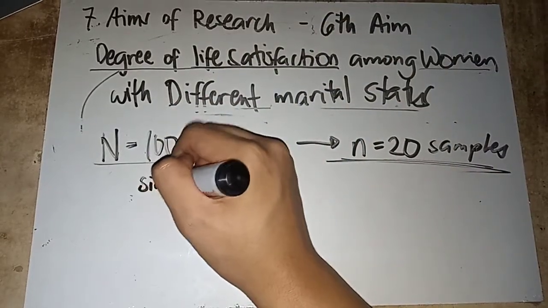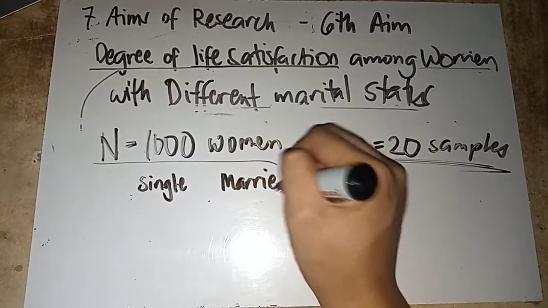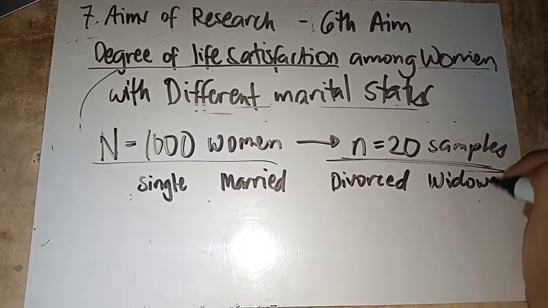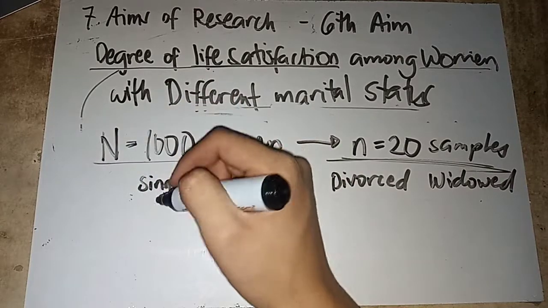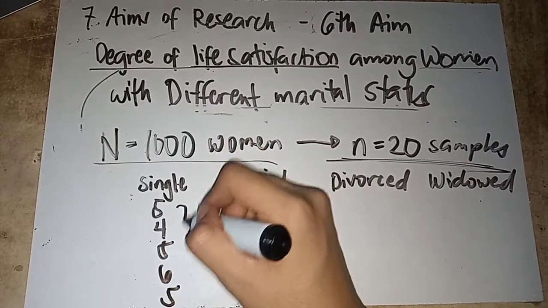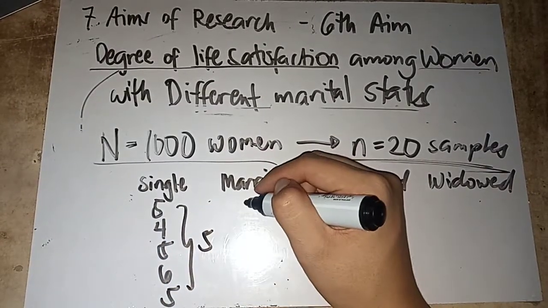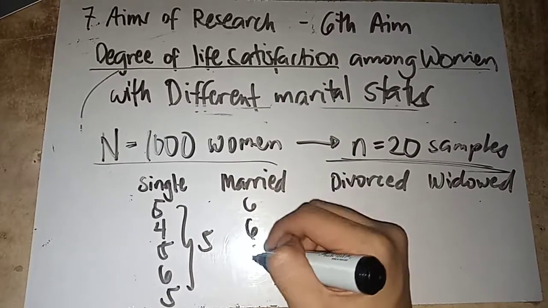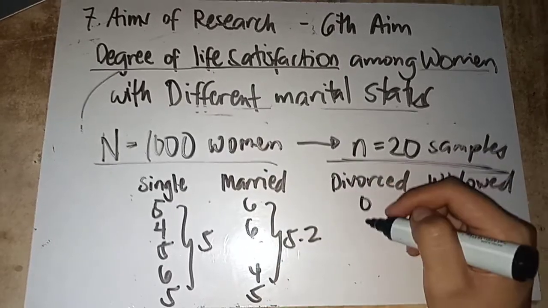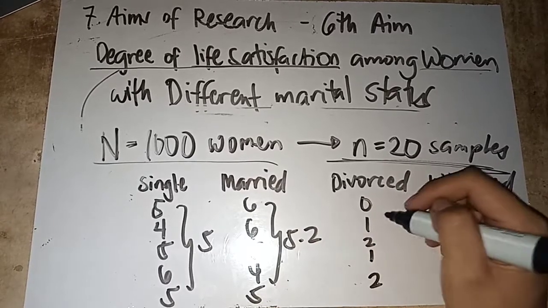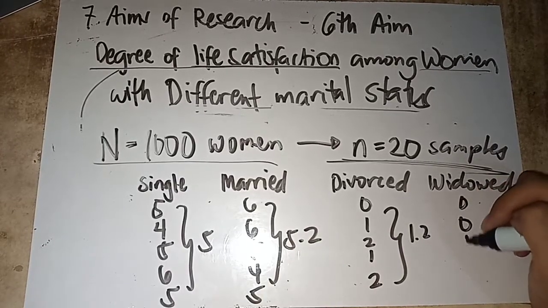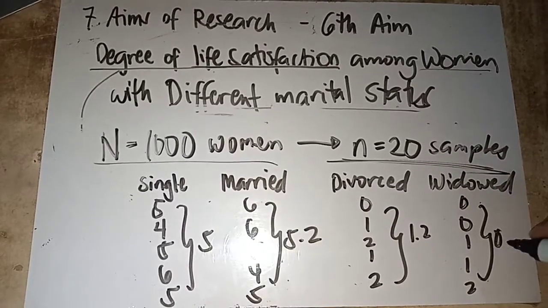So, let's say single, married, divorced, and widowed. So, these are the different marital statuses. So, you got the average. So, 5, 4, 5, 6, 5. So, the average would be 5. Okay? 6, 6, 5, 4, 5. The average would be 5.2. Divorced 0, 1, 2, 1, 2. The average would be 1.2. And then the last 0, 0, 1, 1, 2. The average would be 0.8.